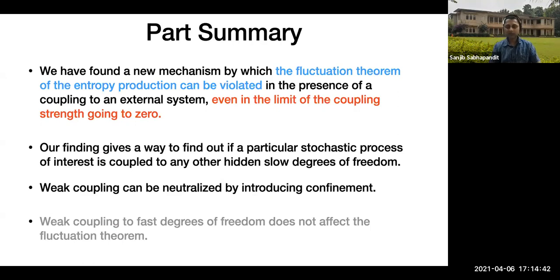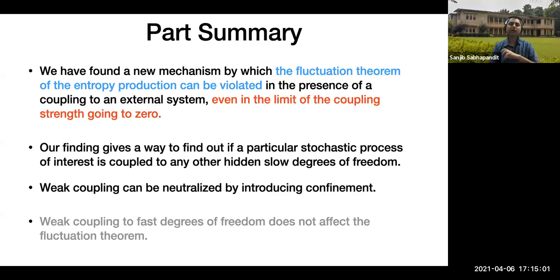So basically, what we have seen is that we have found a mechanism by which the fluctuation theorem of entropy production can be violated in the presence of a coupling to an external system, even in the limit when the coupling strength goes to 0.